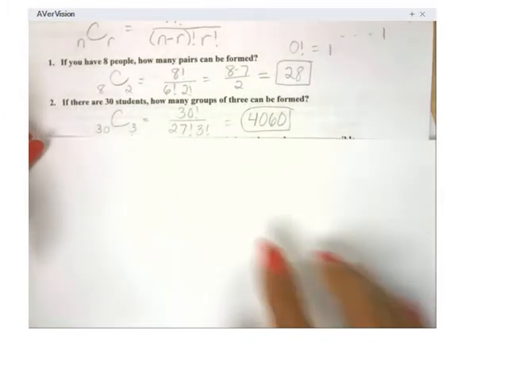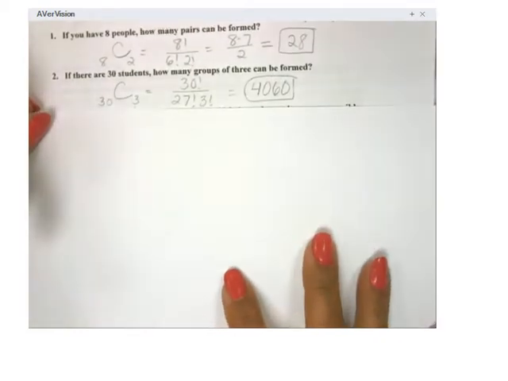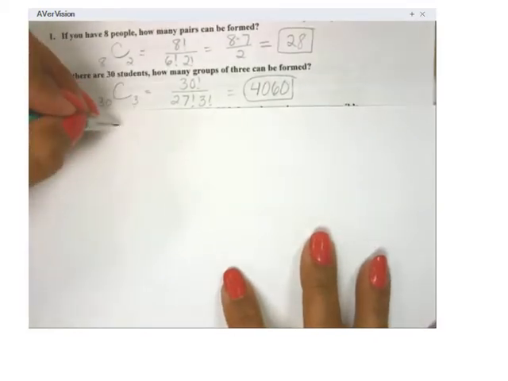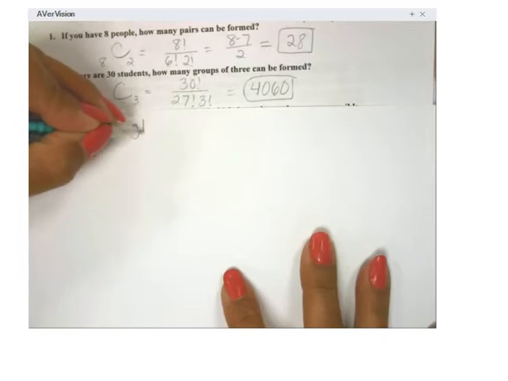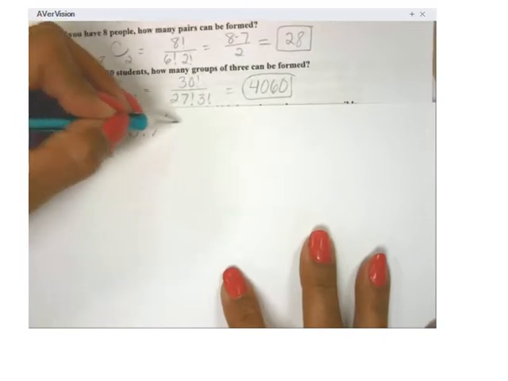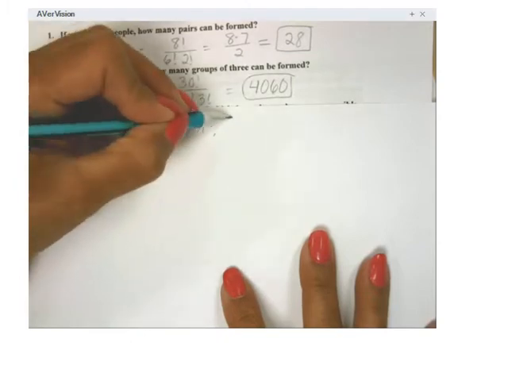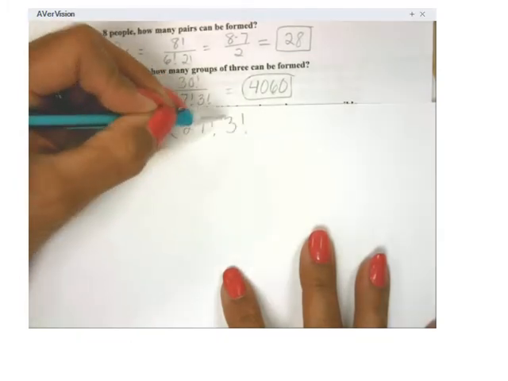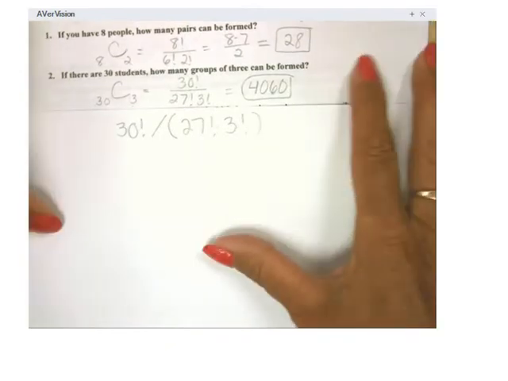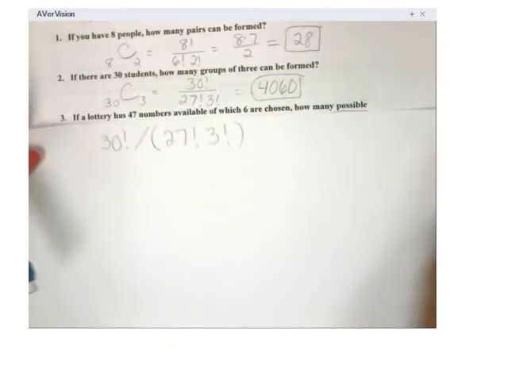Now, we do have the calculator feature with factorials on our calculator. That is under the math and number, I believe, or math and probability. But be careful if you do enter this in. 30 factorial divided by, you do need a left parenthesis, 27 factorial, and then 3 factorial. You can put a times sign in there, but you don't have to.